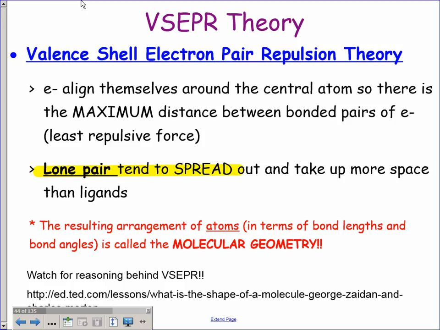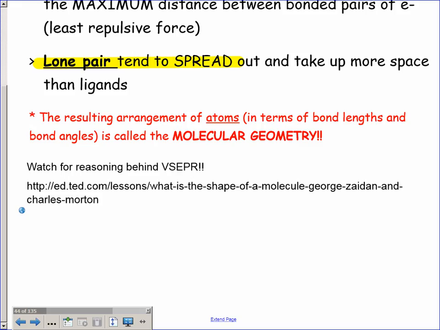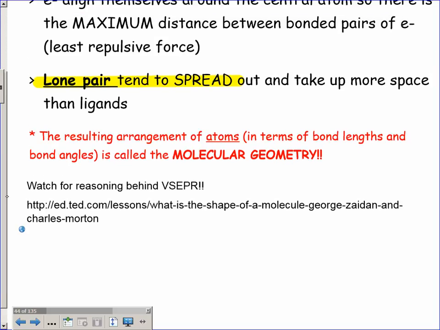Equatorial region, use your vocabulary. Think equatorial has the most space, it's got 120 degrees around them. Axial is going to have a 90-degree angle between them, so it creates a lot of repulsion, and that's what you're following up with your lab on, the repulsive units. So you're going to try to determine the molecular arrangement visually now.